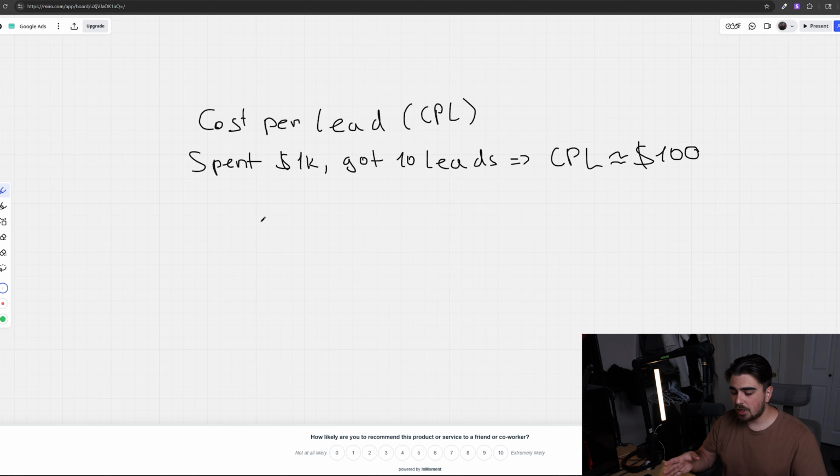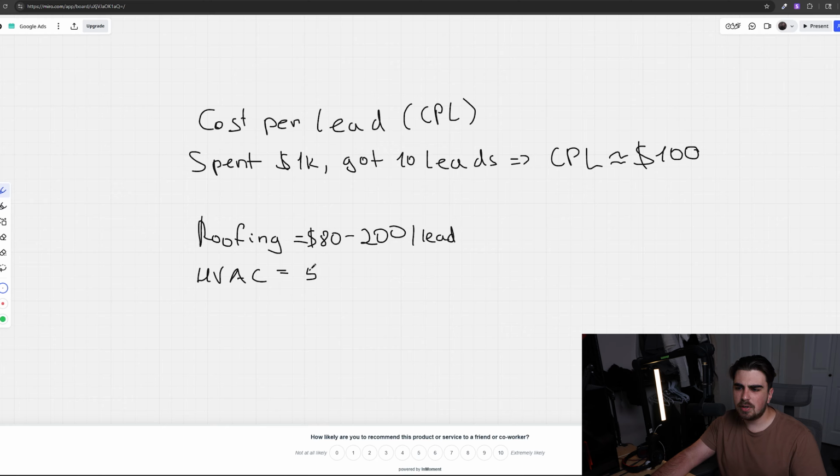So how would you tell if your cost per lead is good or bad? Here we have to talk about benchmarks. These are just basic numbers that you should aim for. Let's say you're working in roofing. Based on my experience, you'll pay around $80 to $200 per lead. If you're in HVAC, it's going to be around $50 to $100 per lead. If you're in a service business like pressure washing or moss removal, so all of these home services, your cost per lead can range from $15 to $70 per lead.